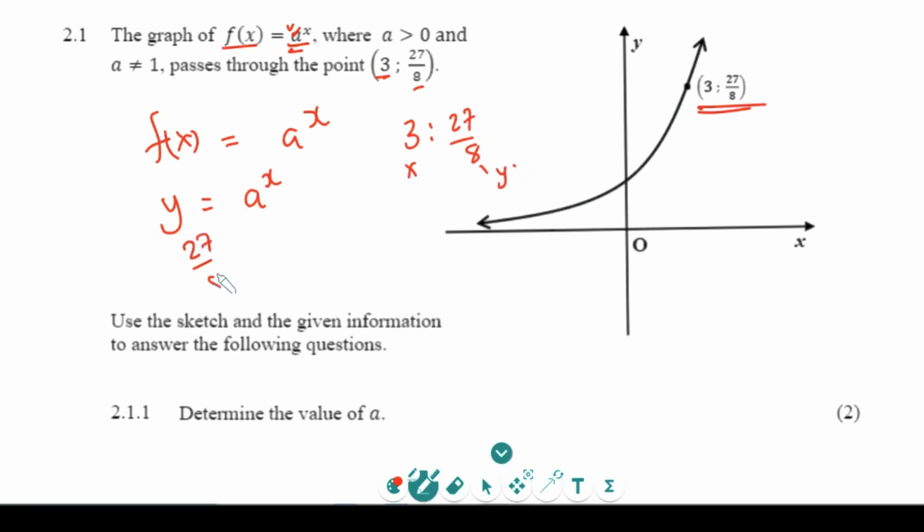So 27 over 8 is equivalent to a to the exponent of 3. Then I need to find the cube root. That 3 goes, and I'll be left with a. The cube root of 27 is 3, and the cube root of 8 is 2. So my a is 3 over 2.